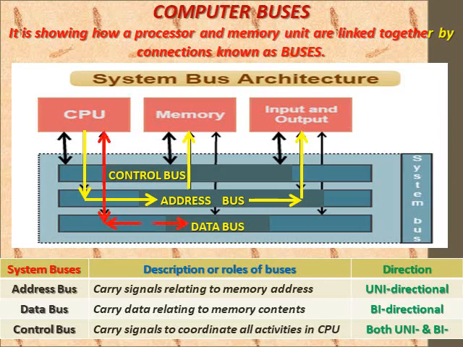It is between the processor and the memory unit, or the processor and the input/output devices. The control bus could be either unidirectional as well as bidirectional. It will monitor the whole activities of data flow between the memory as well as the input and output devices.